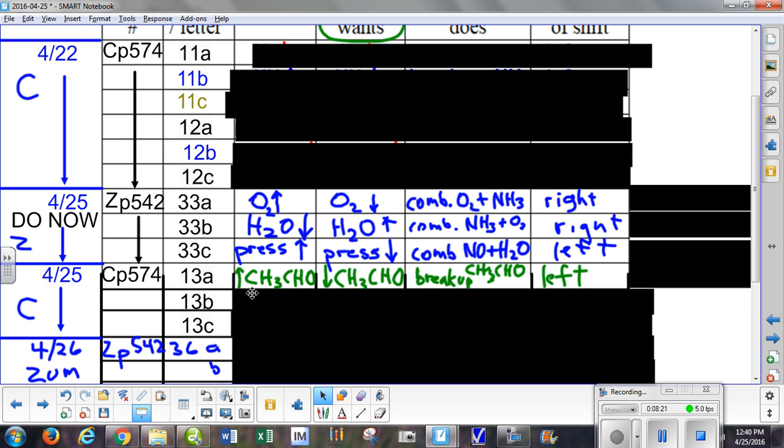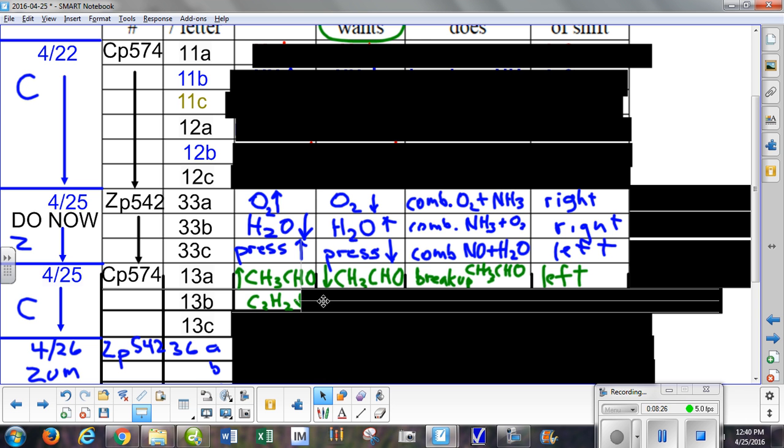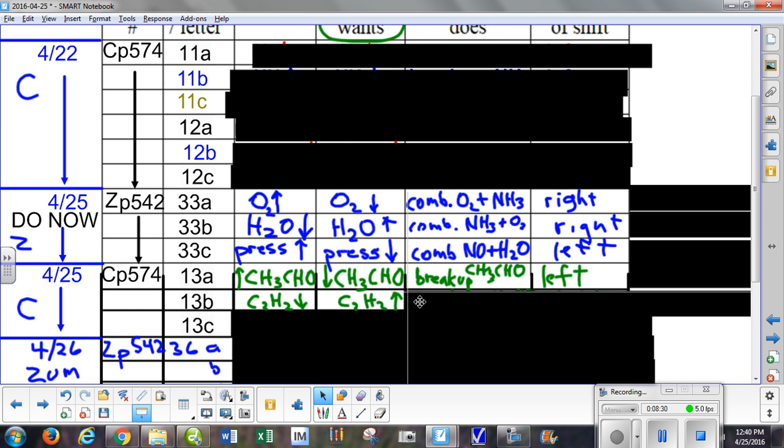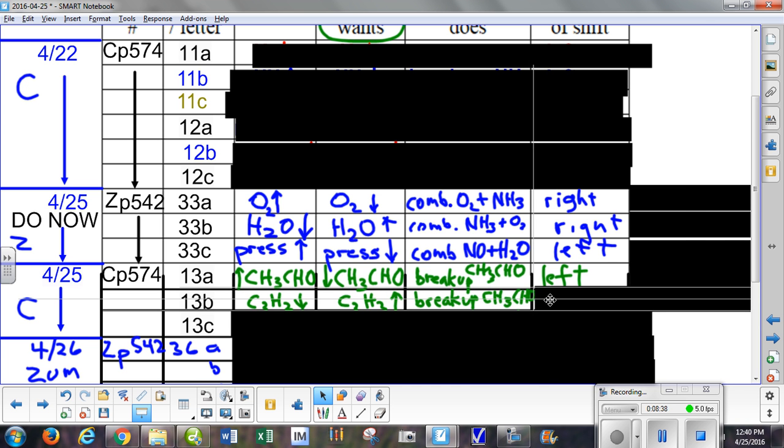Okay, and in letter B, we are decreasing the ethene. So that's down, and of course Le Chatelier wants it to go up, and we're going to have to do the same thing we did on the last line. We're going to have to break up the CH3CHO, and you'll notice that in both cases we're making more ethene, we're also making more water, because you can't make just one. You've got to go with both. And so that will also be a left shift.